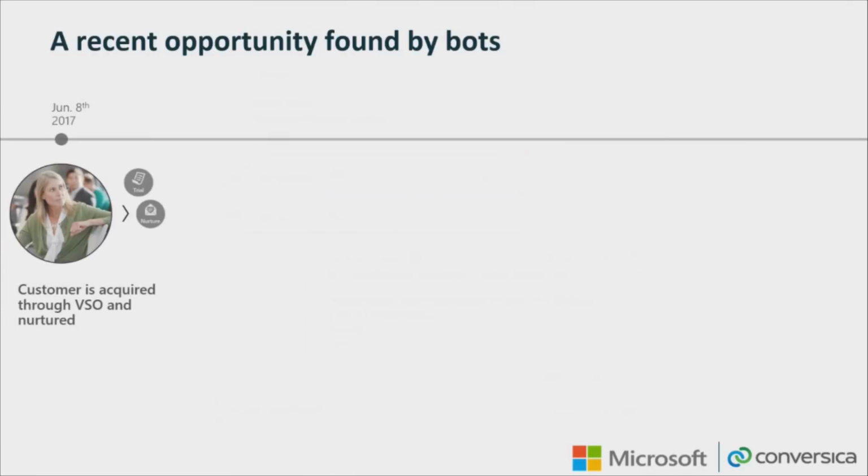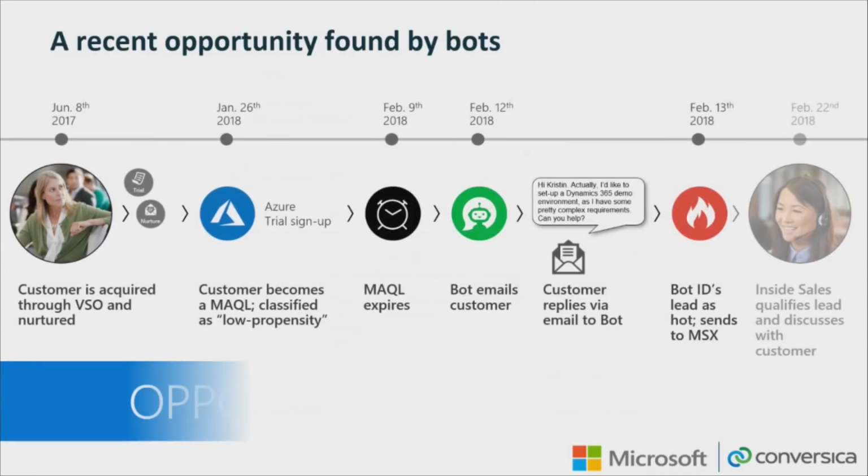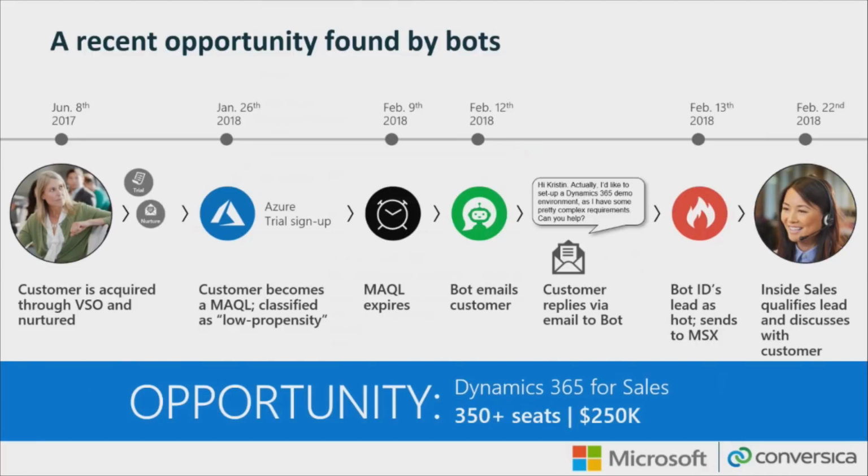Finally, I want to run you through a recent opportunity that was found by bots. One of our customers was acquired through Visual Studio Online, and we're sending them email nurture. Then they signed up for an Azure trial, but they were classified as low propensity based on the prediction of the model. So the MQL expired, and the bot emailed the customer. The customer said, hey, actually, I'm interested in a Dynamics 365 demo. Can I get some help here? And we were able to route this as a lead to the seller.